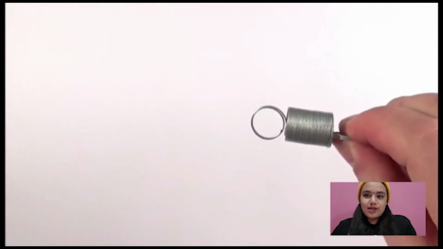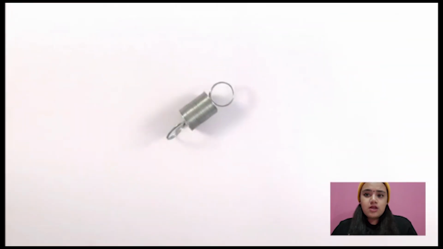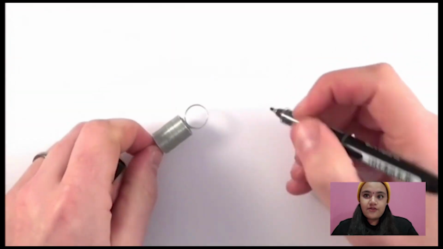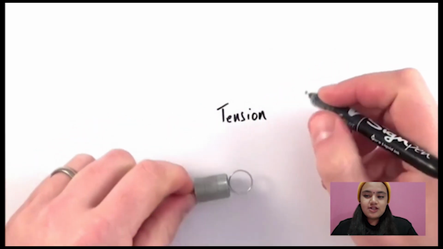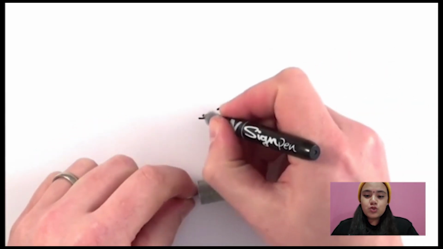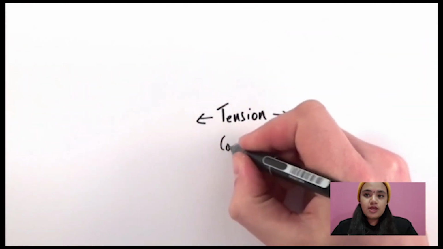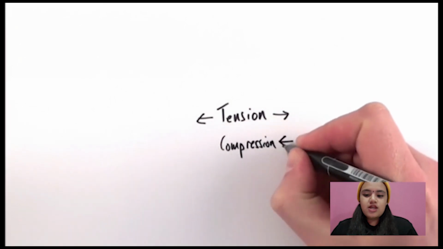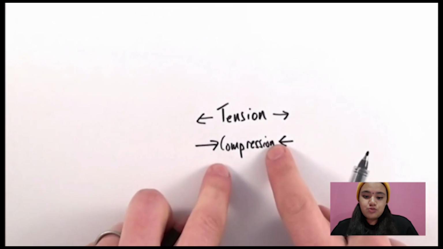So let's start. This is a spring made from brass. What happens when we pull it? We can talk about tensile force. When a spring is in tension, it is being pulled, and when in compression, it becomes shorter because of the compressive force. As I said, pull is tension and compress is push.